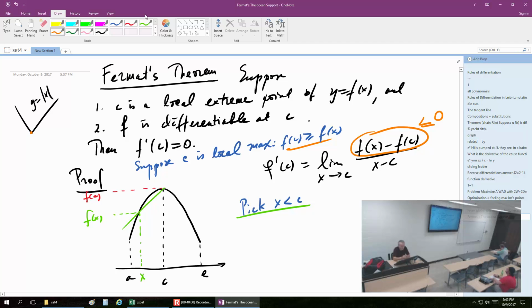Okay. What about the denominator? No, look at it. The numerator is y's, the denominator is x's. So they're related by f only. So just look at the picture. The numerator, as you can see, f of c lies above f of x, which means that the numerator is less than or equal to 0. But the denominator, I picked x to the left of c, which means that x minus c is what?